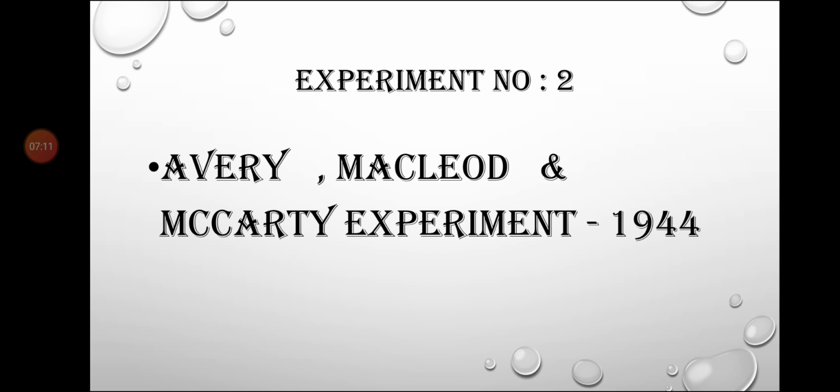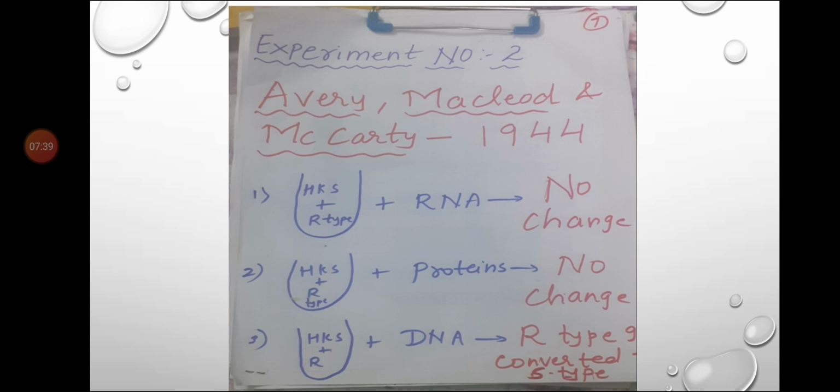Okay. Now let us study experiment number 2, that is the Avery, MacLeod and McCarthy experiment. This experiment was done in the year 1944. That means it was done 16 years after Frederick Griffith, who did his in 1928, and then it was carried forward by Avery, MacLeod, McCarthy in 1944. What was done here? They took the last sample, that is heat-killed S type plus R type, into a test tube.